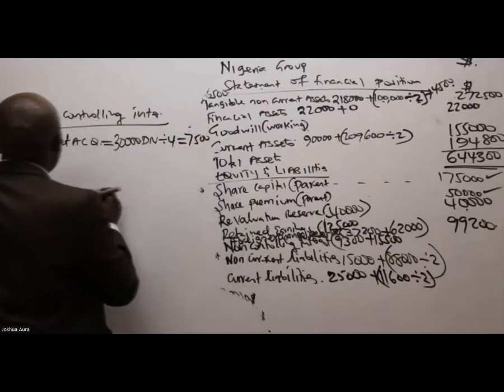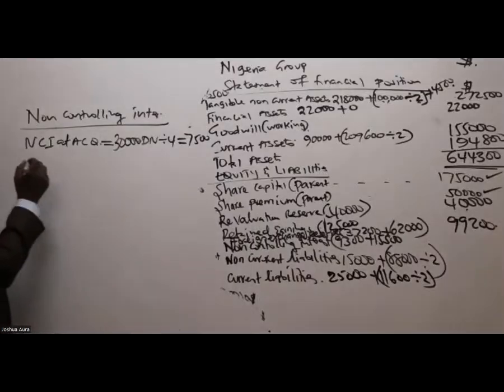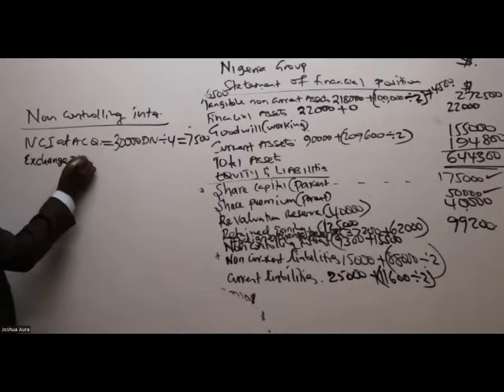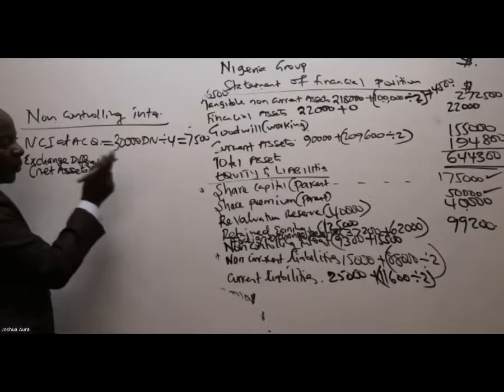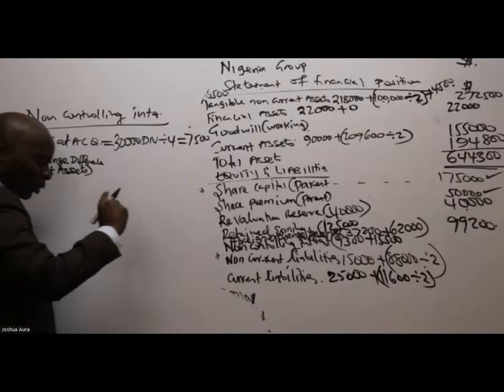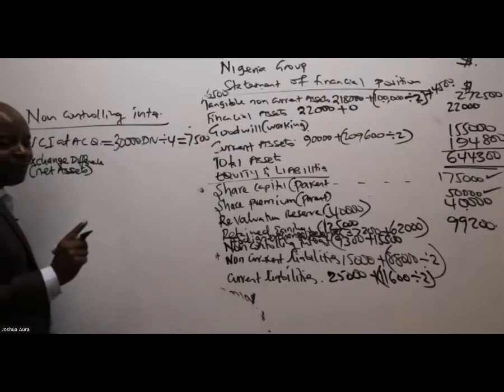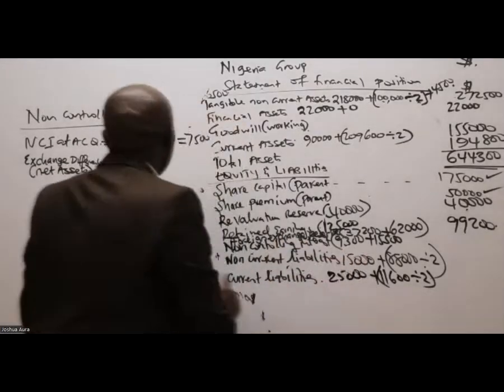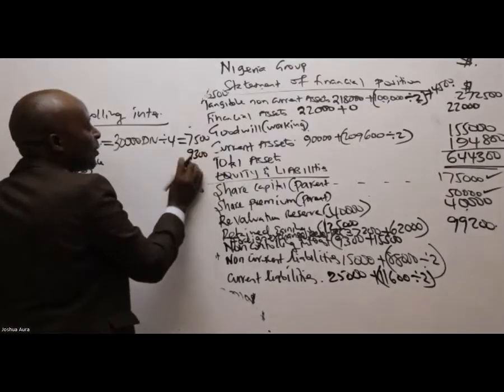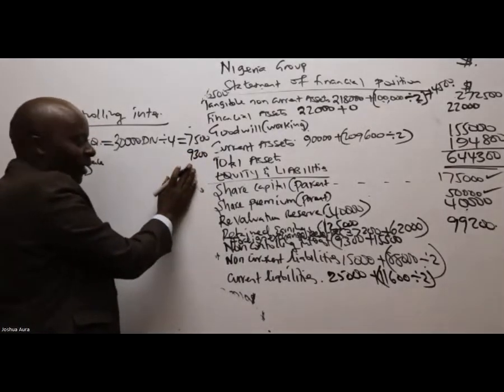Now in this case, we gave them something from exchange difference, as regards changes in net assets. When we had a group exchange difference, we apportioned it to the parent and NCI. We gave them something here, 9,300. Remember, this 9,300 is already translated. These are dollars now.